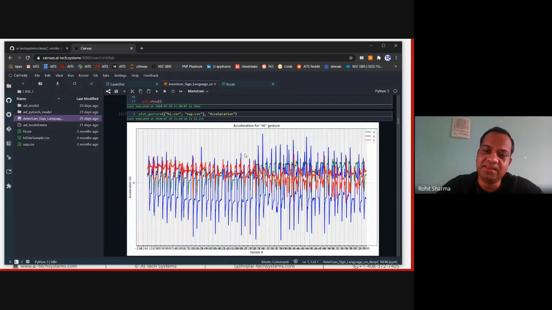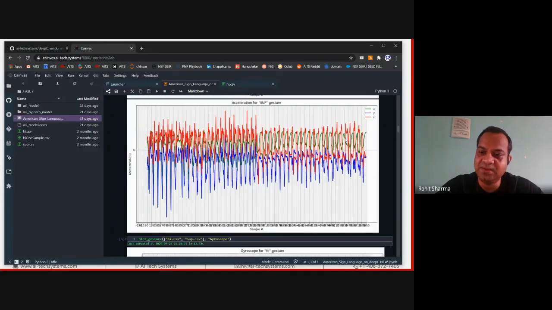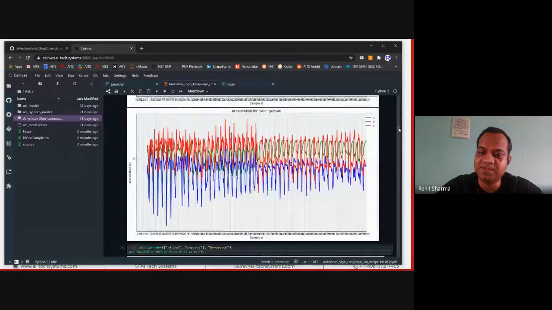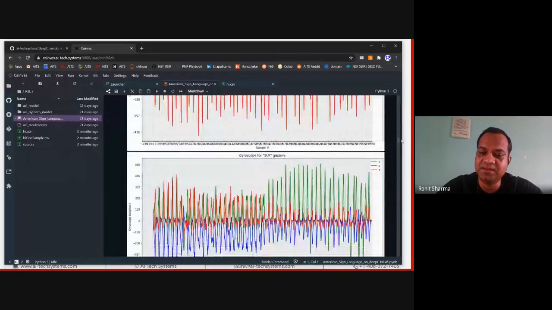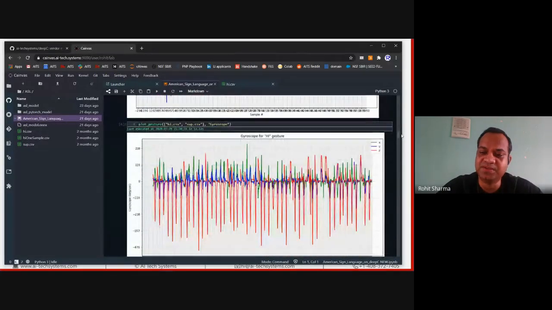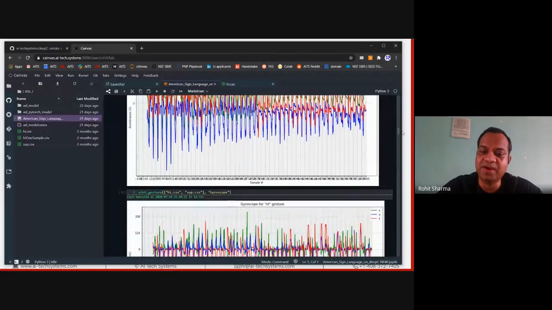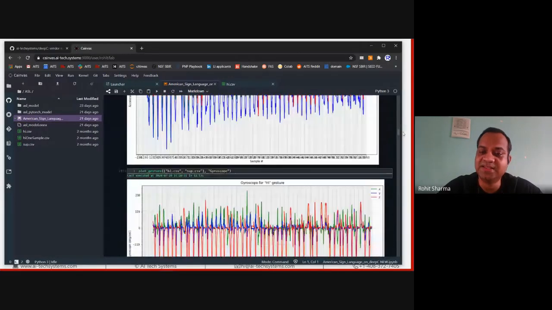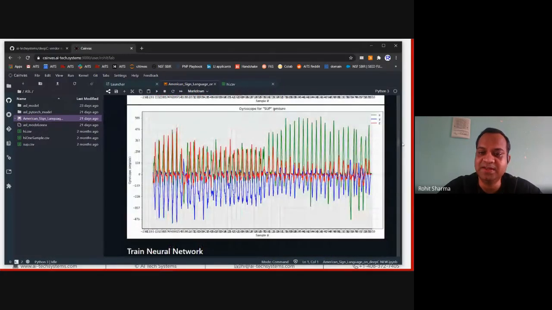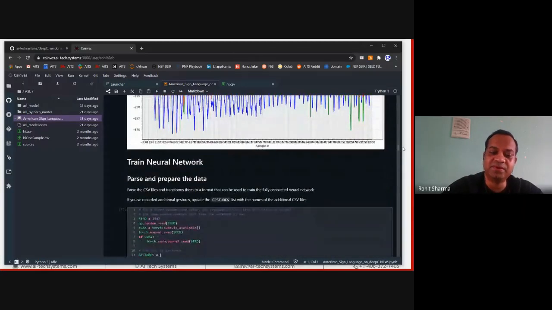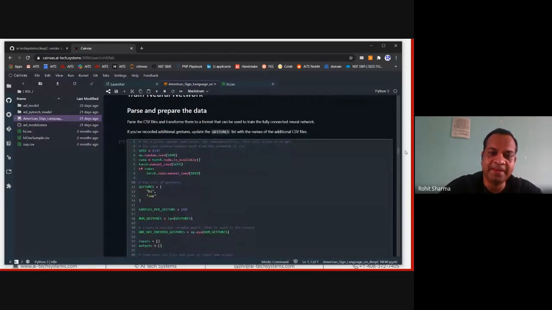Now, given the gyroscope data, which is your X, Y, and Z coordinates, how they move. This is one for the sub gesture, and this is for the hi gesture. So all we need to identify is whether this is hi, sub, or something else, right? We're not going to use the accelerometer. We're going to use only the gyroscope.